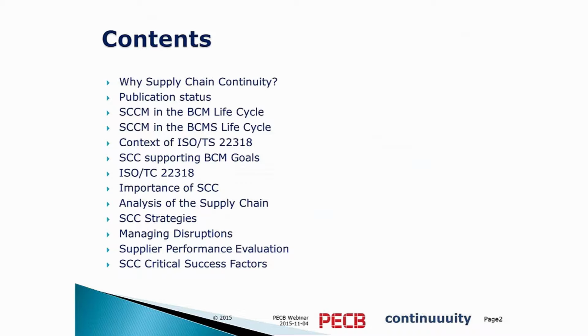Then we will look at the structure of the standard itself, and the last 5 or 6 bullet points are actually headlines of the standard: the importance, analysis of supply chain, strategies which we can adopt, then issues on how to manage actual disruptions, and finally having a look at supplier performance evaluations, and finally, as a wrap-up, critical success factors.